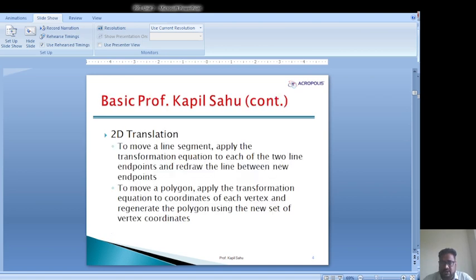2D translation, as I told you, whenever you want to change the shape, size or orientation of any object, that is called the geometric transformation. To move a line segment, apply the transformation equation to each of the line endpoints and redraw the line between the two endpoints. Whenever we connect two points, it will create a line. So we can also perform the translation on a pixel, on a line, on a polygon, or on any image.